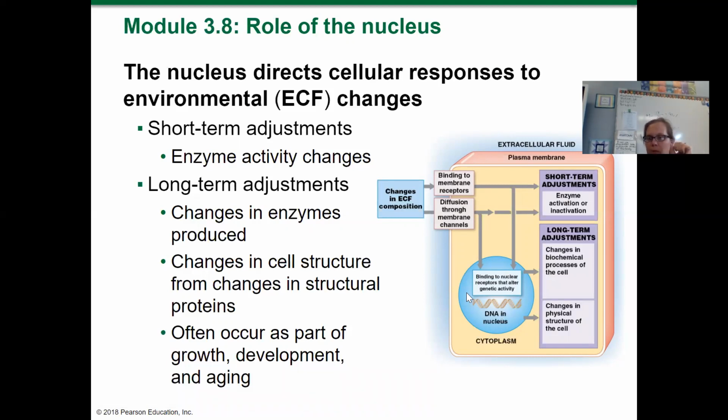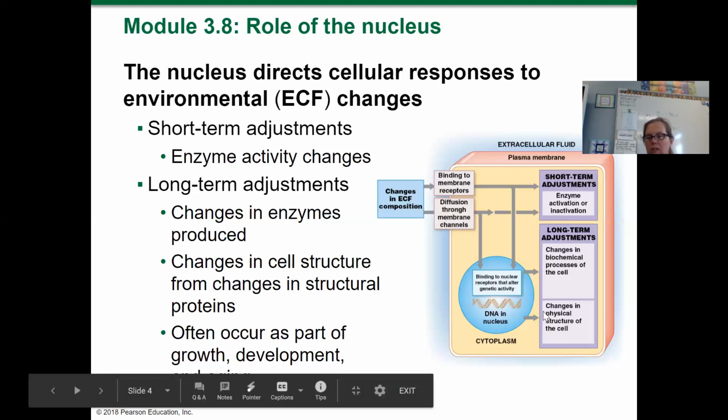Once the nucleus recognizes this, just like our brain recognizes a part of the homeostatic mechanism that we talked about in chapter 1, there are some short-term adjustments. The DNA in the nucleus can start to transcribe and translate enzyme activators or inactivators or enzymes themselves, more enzymes, less enzymes. Some long-term adjustments can change biochemical processes or change the physical structure of the cell, meaning they can make more membrane or direct organelles and things like that.